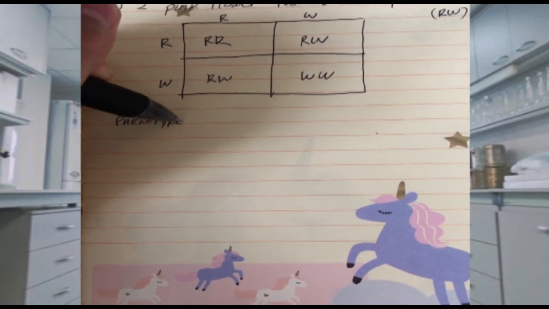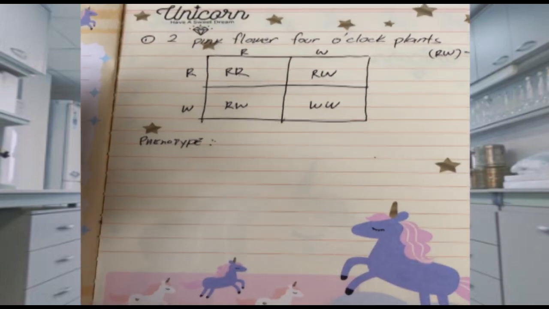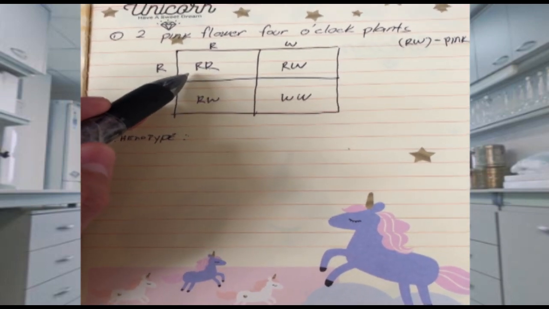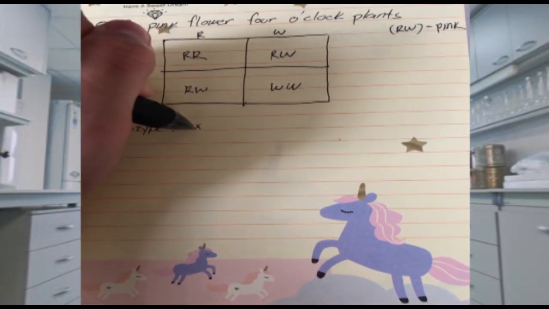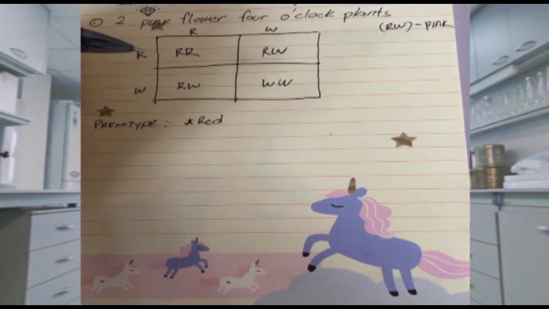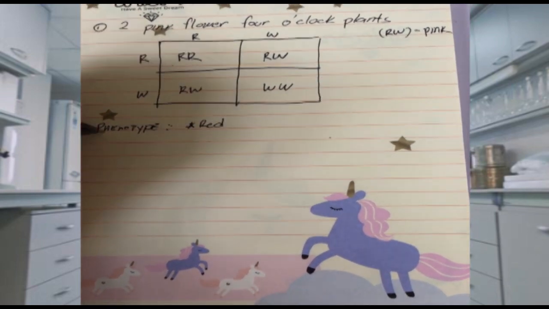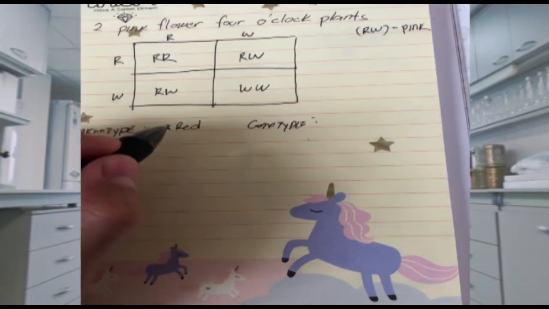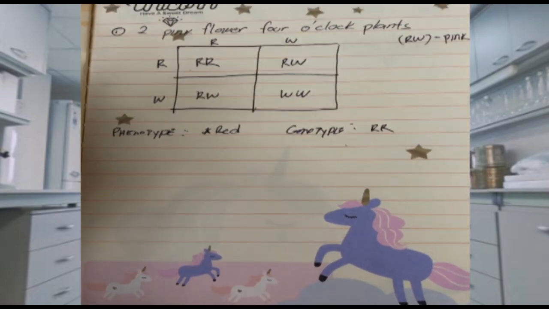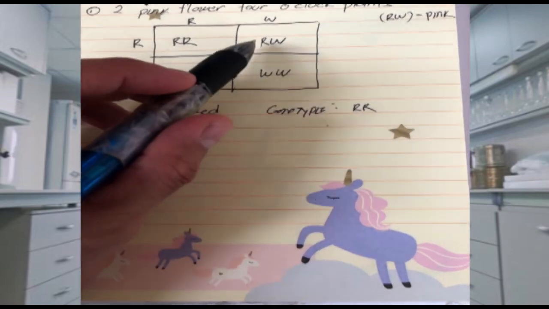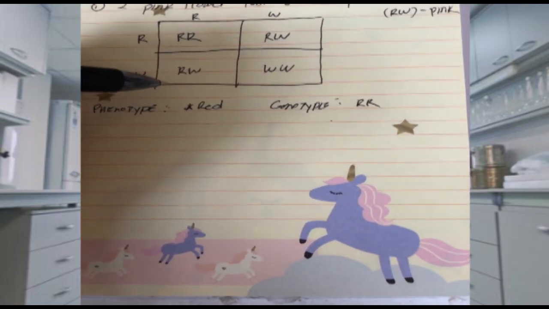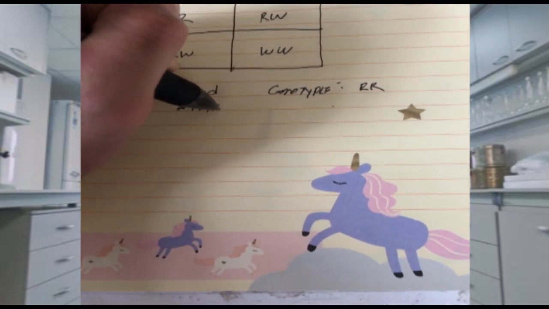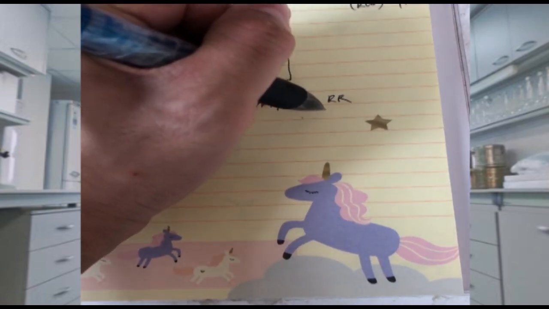phenotype of the offsprings? We can observe here that the first phenotype of the offspring is red. The genotype of the red is RR. Next phenotype is the RW, or the pink. The genotype of the pink is RW.